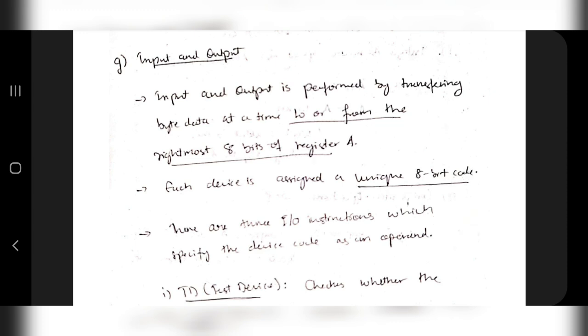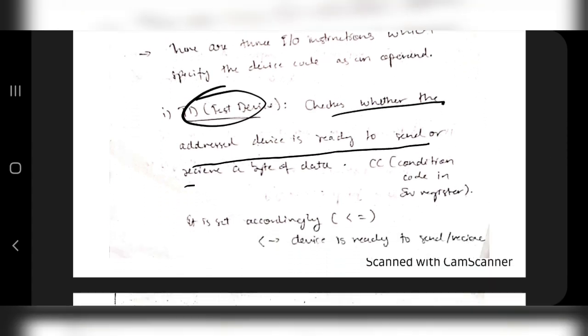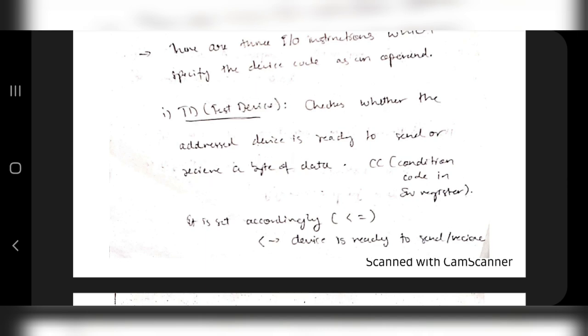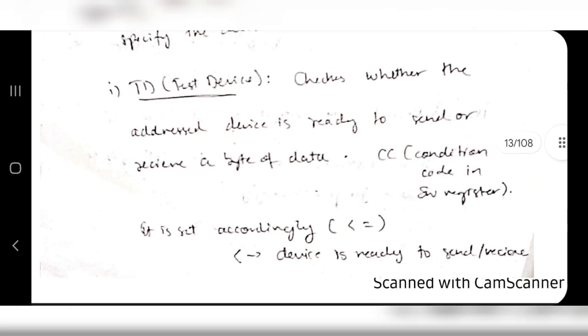Okay, so there are three types of input output instructions, which is TD, test device, which checks whether the addressed device is ready to send or receive a byte of data. Test device, what it does is, first let's understand what is condition code. See here, it is set accordingly. If it is less than, it means it's ready; if it's equal to, it means not ready. So you can consider test device as a box. TD is a box. In that box, the value can be either less than or equal to.